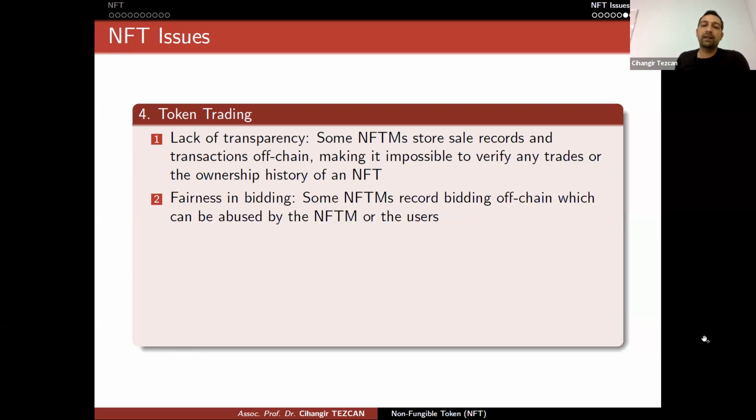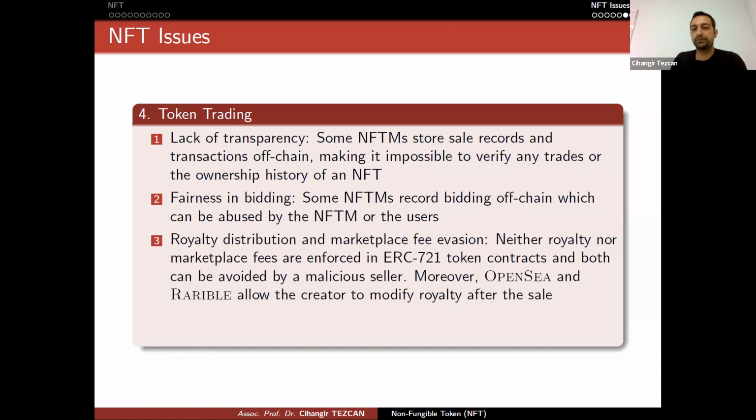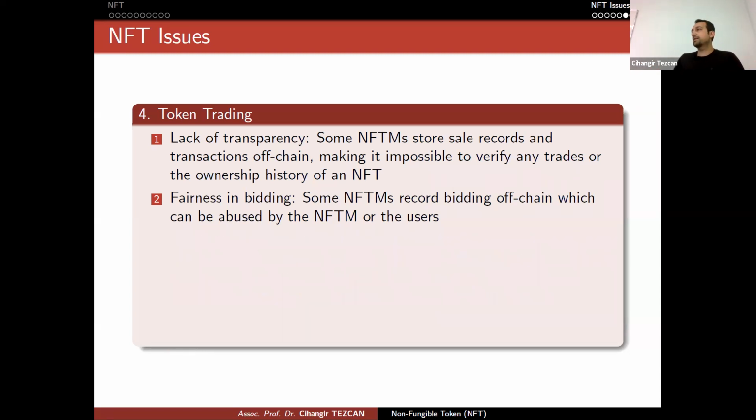Fairness in bidding. Again, some NFT marketplaces record bidding off-chain, which can be abused by the marketplace or the users. Maybe you were the higher bidder, but they chose to give it to somebody else. You never know. Or they may create fake bids, because since it is not written on the blockchain, you don't know those bids were real, right? Creating an illusion that it is really an expensive NFT, but actually it is not.